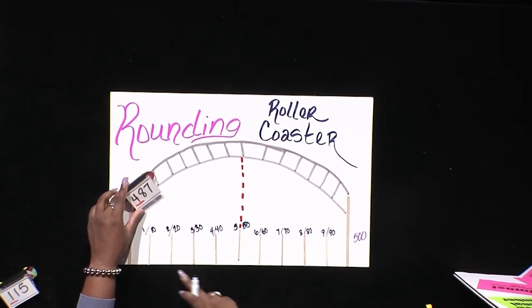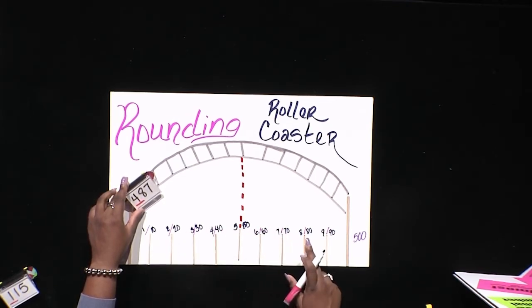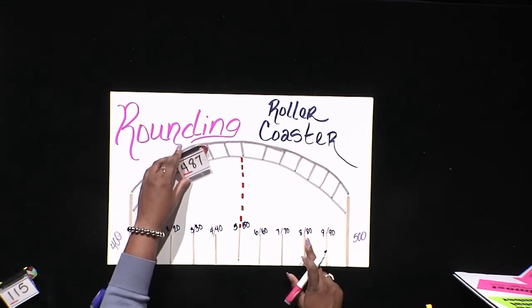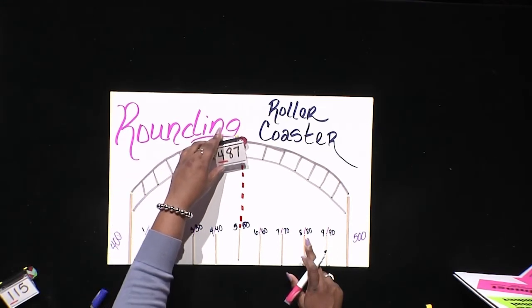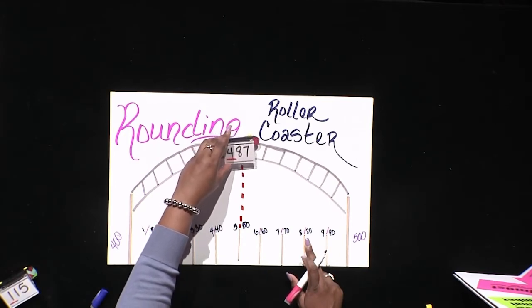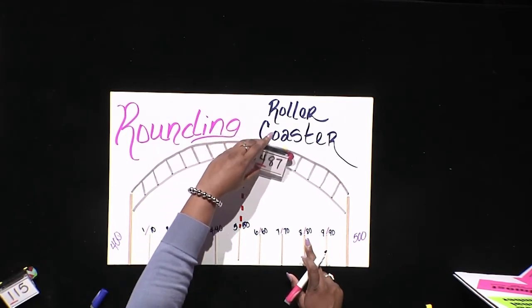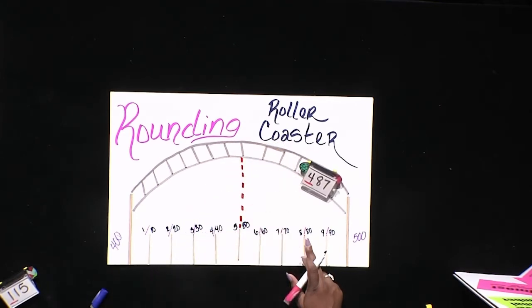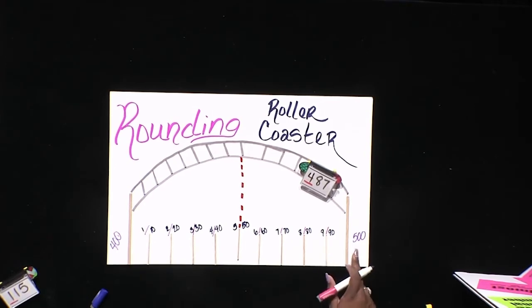80. So let's find 80 on my roller coaster. That's right. 10, 20, 30, 40. Oh, we're passing the 50. 60, 70, 80. What are we nearest? That's right. So 487 rounds to the nearest 500.